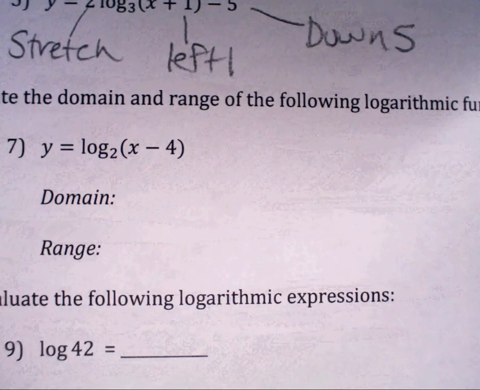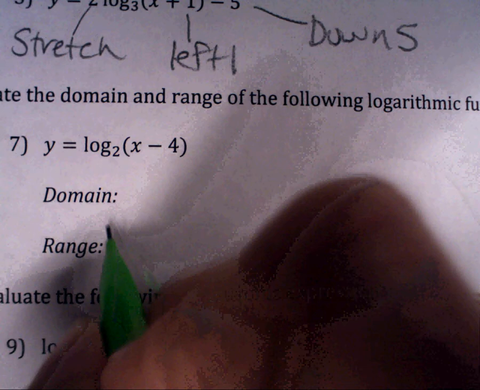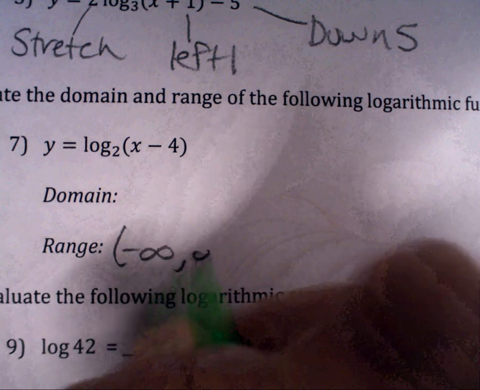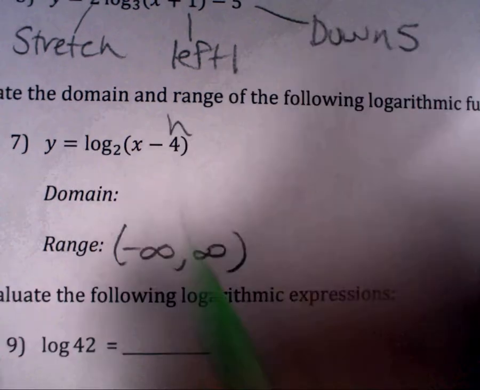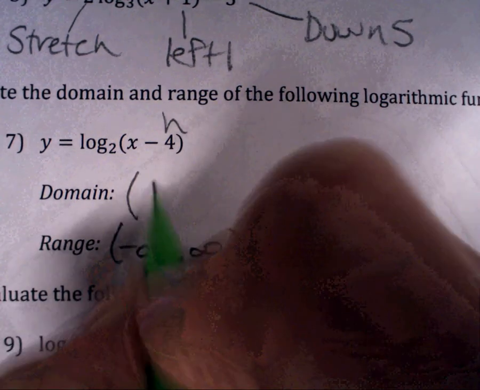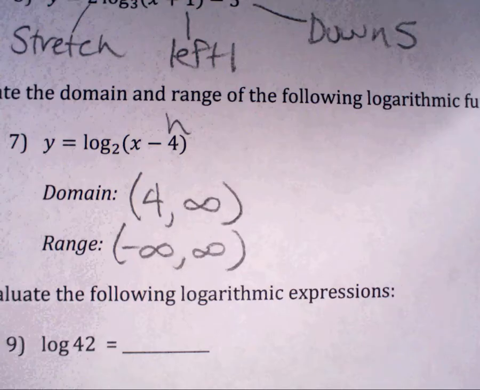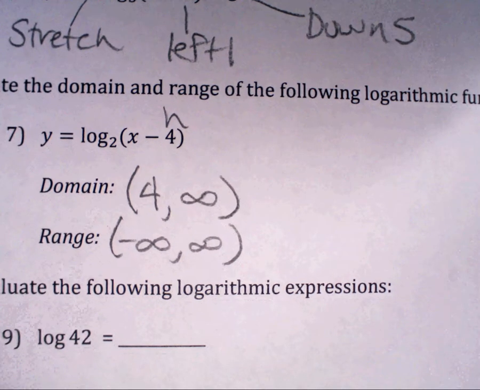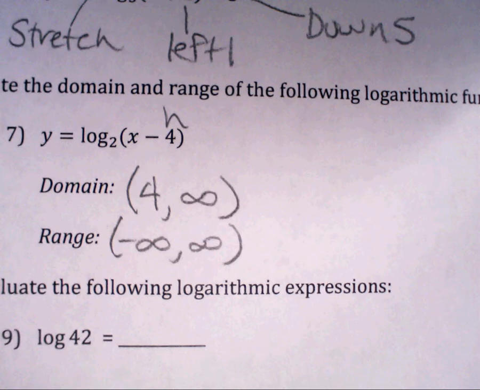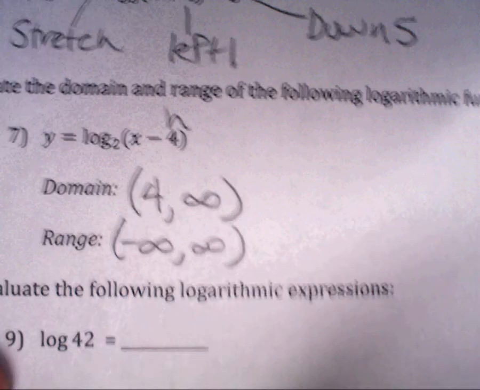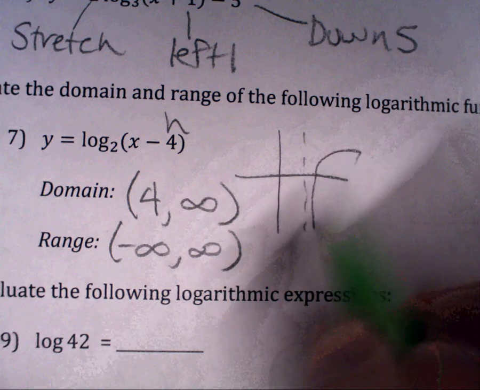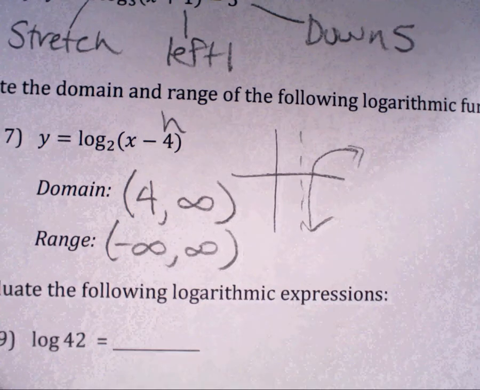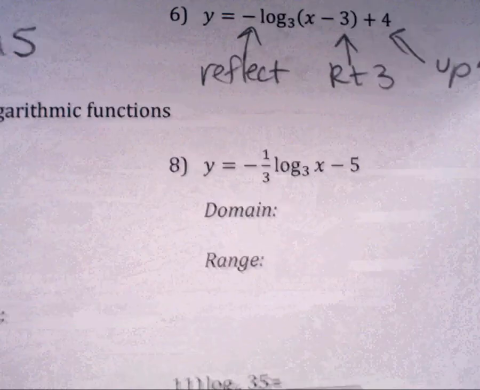Alright, so looking here, we have our domain and range. On all these log ones, your range is negative infinity to infinity. Your domain depends on your h. In this case, our h is 4, so we're going to go from 4 to infinity. That comes from your h, because that is your vertical asymptote, and if you were to sketch this, it'd be over here at 4. So that's why the domain is from 4 to infinity.